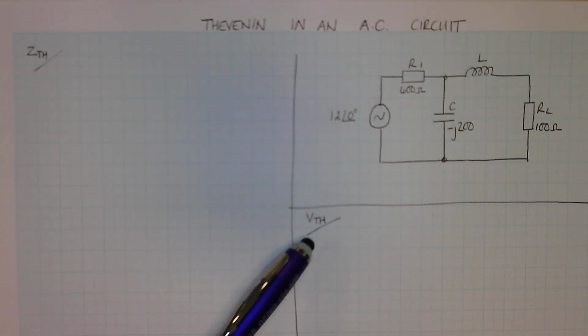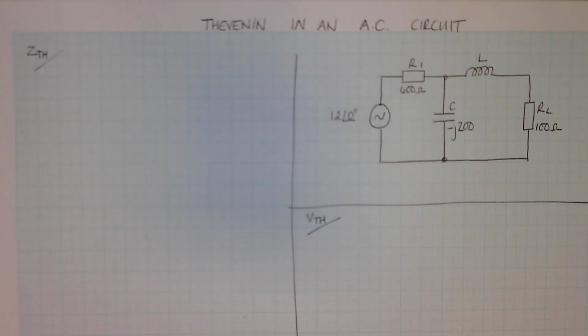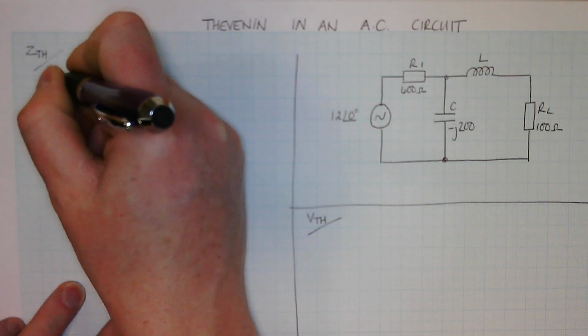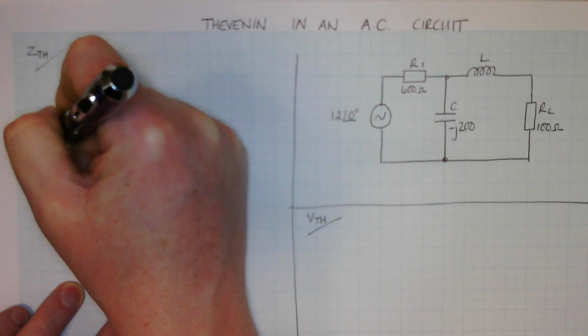So you've got your choice, Thevenin voltage or Thevenin impedance. Okay, so when you draw for your Thevenin impedance, you're going to draw the same circuit, but you short out your supply, don't you?